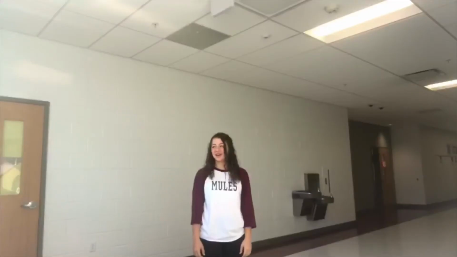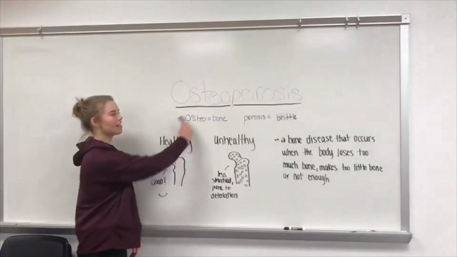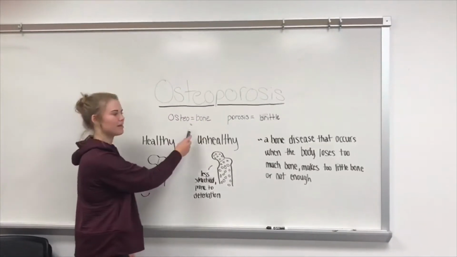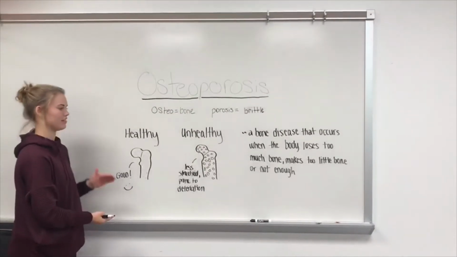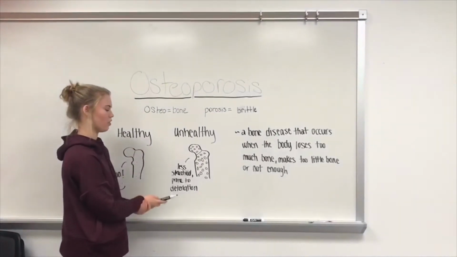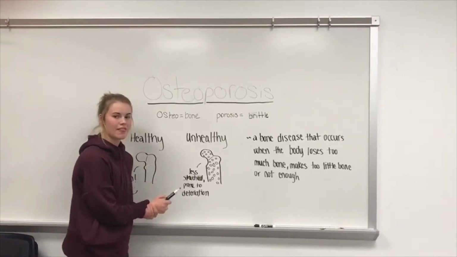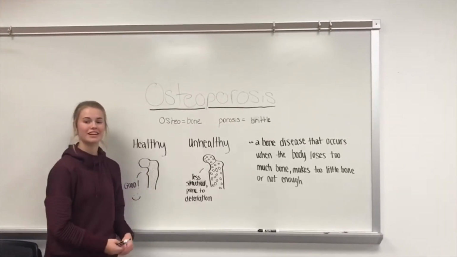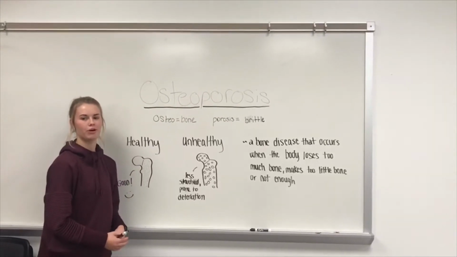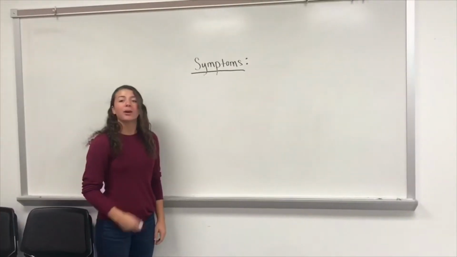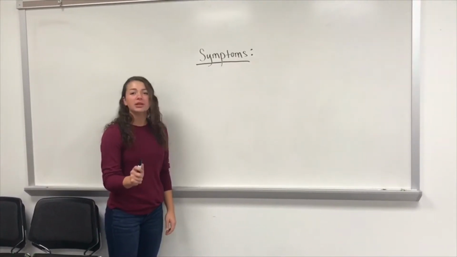Today we're going to talk about osteoporosis. Osteoporosis: osteo meaning bone, porosis meaning brittle. Here's an example of a healthy bone, and here's an unhealthy bone, meaning it is porous, which is less structured and prone to deterioration. Osteoporosis is a bone disease that occurs when the body loses too much bone or makes too little bone or not enough at all. There are many symptoms of osteoporosis, which we'll get into later after our short commercial break.